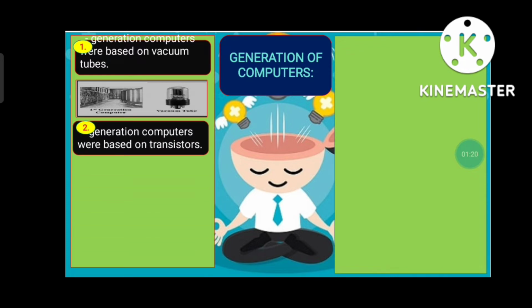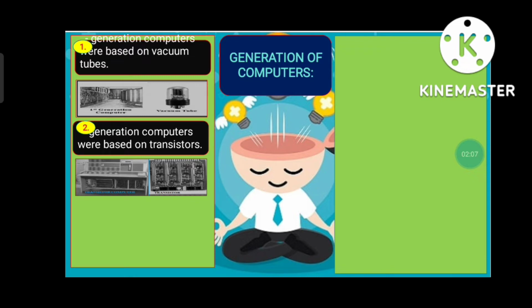Then the second generation computers. Second generation computers were based on transistors. They were smaller in size, less expensive, and required less maintenance than the first generation computers. They used the stored program concept. Programs were written in assembly language. The computation time was in microseconds. So, in the first generation, the computation is milliseconds, while the second generation is microseconds. Here's the example image of the second generation computers.